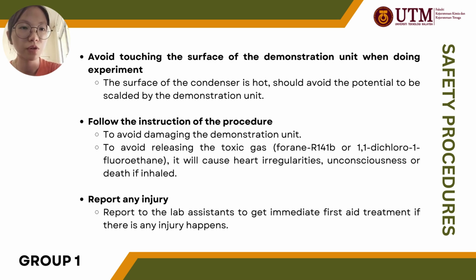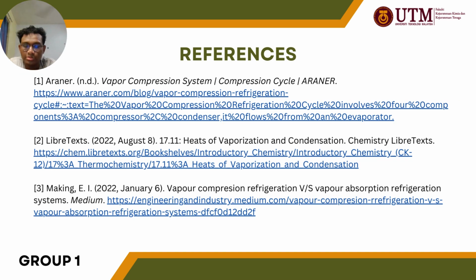Secondly, we have to follow the instructions of the experiment procedure. This is to avoid damaging the demonstration unit and also to avoid releasing the toxic gas, which is furan R141B. It will cause heart irregularity, unconsciousness, or death if inhaled. Lastly, we have to report any injury to the lab assistant to get immediate first aid treatment if any injury happens. This is our reference throughout this experiment.